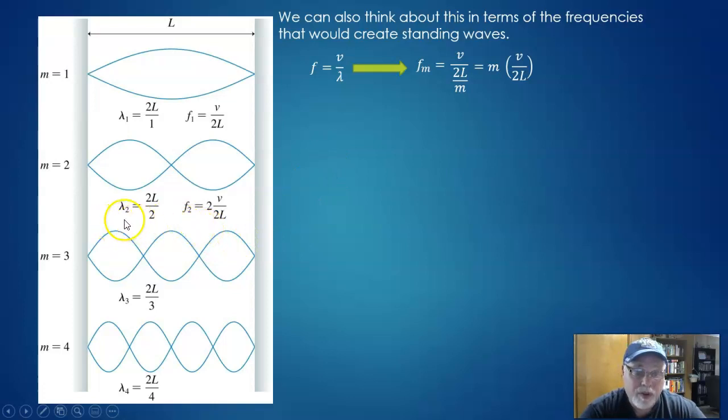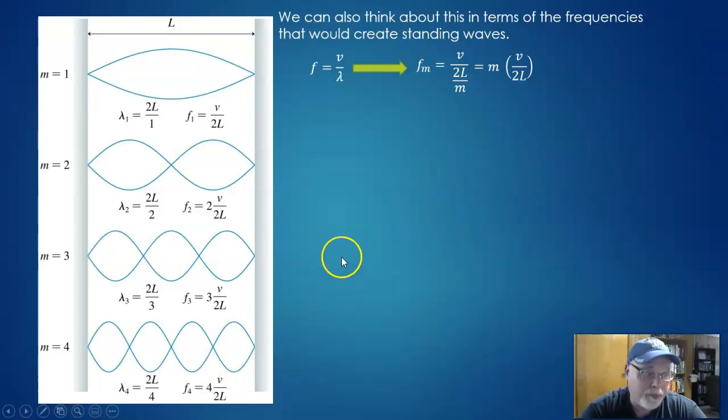The frequency that creates this wavelength would be twice this v over 2L. And hopefully you're seeing we're just getting multiples of this v over 2L, aren't we? f3 is the frequency that would create this wavelength. This is the frequency that would give us 1.5 waves that fit in here and work. And then we could go on down and so on.